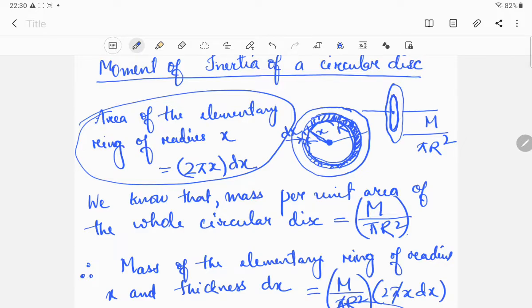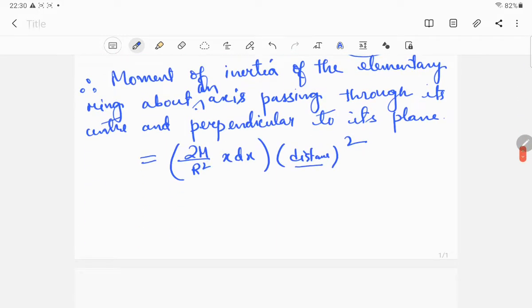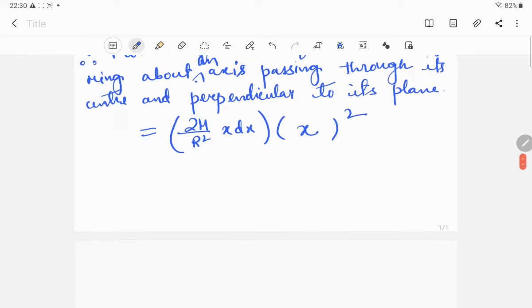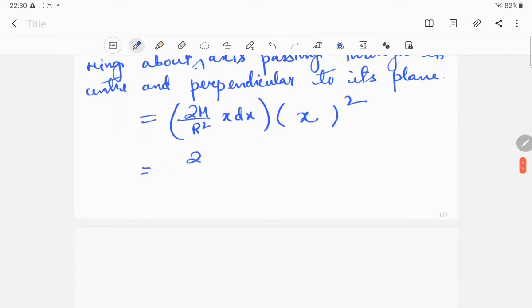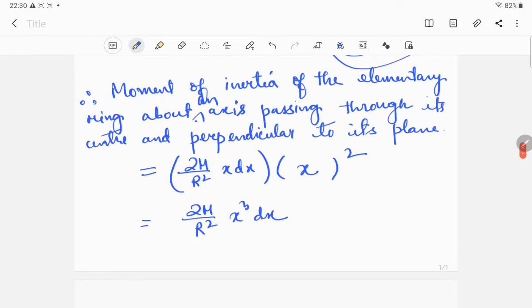So this particular ring is at a distance x from this particular axis, because the axis is passing through the center of the circular disc. So this distance is going to be x square. So we have 2m/r square x cube dx. So you can say that this is the moment of inertia of that elementary ring.